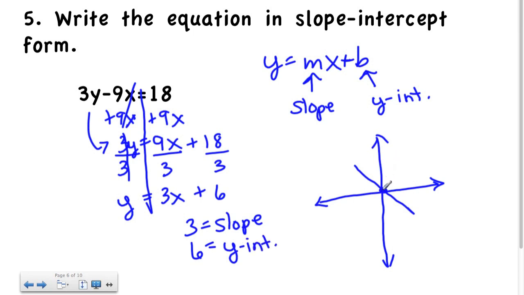So that means for this line that if we were to graph this linear equation, then at 6, 1, 2, 3, 4, 5, 6, the line's going to cross there. And that's going to be the starting point for when you have to graph the line later on in the next couple questions. So you're going to start with your y-intercept. So that's why y-intercept is important. All right, let's move on to the next one.